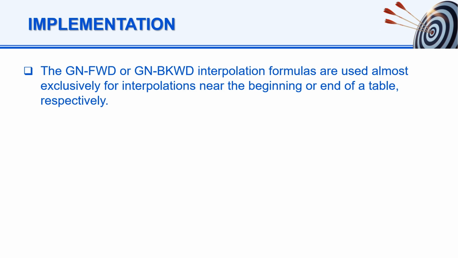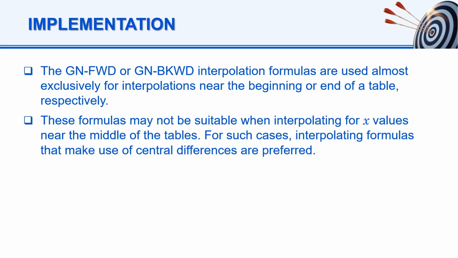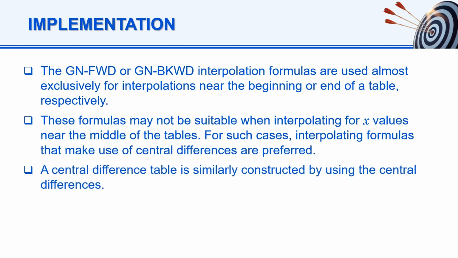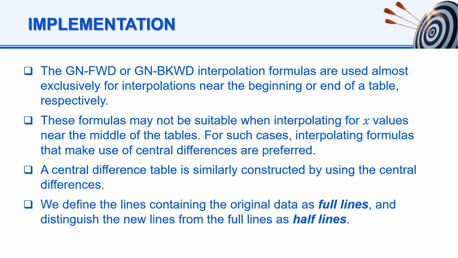The Gregory-Newton forward or backward interpolation formulas are used almost exclusively for interpolations near the beginning or end of a table, respectively. These formulas may not be suitable when interpolating for x values near the middle of the tables. For such cases, interpolating formulas that make use of central differences are preferred. A central difference table is similarly constructed by using the central differences. We define the lines containing the original data as full lines and distinguish the new lines from the full lines as half-lines.